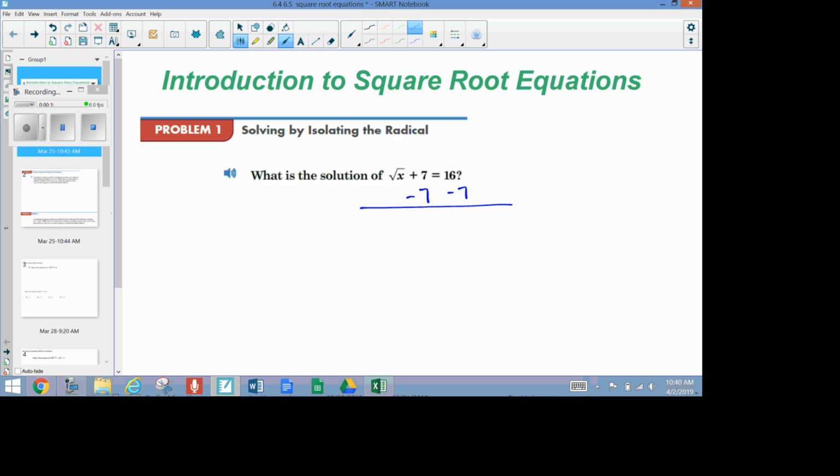So we're going to subtract 7 from both hand sides. So 7 will cancel out. Root x is equal to 16 minus 7, which is 9. X equals 3, right? No. That's the root of the square root. X is not equal to 3. X is equal to 81. Square root of what results in 9? 81. Yes, the answer is 81.